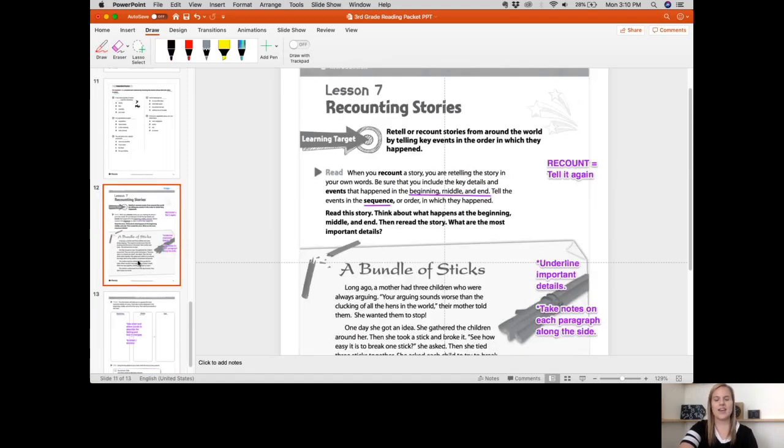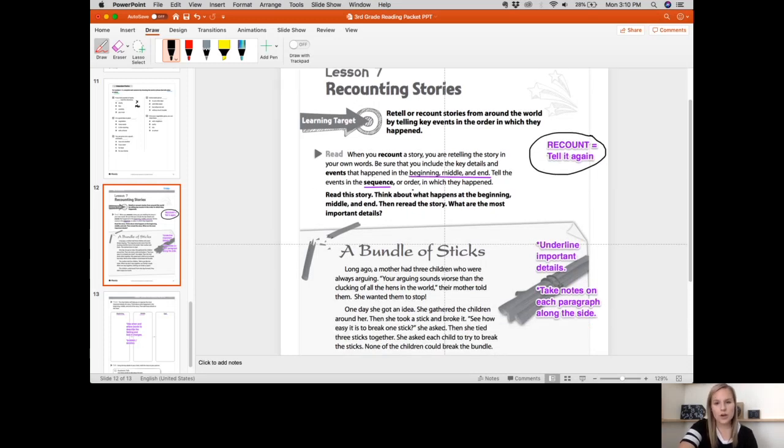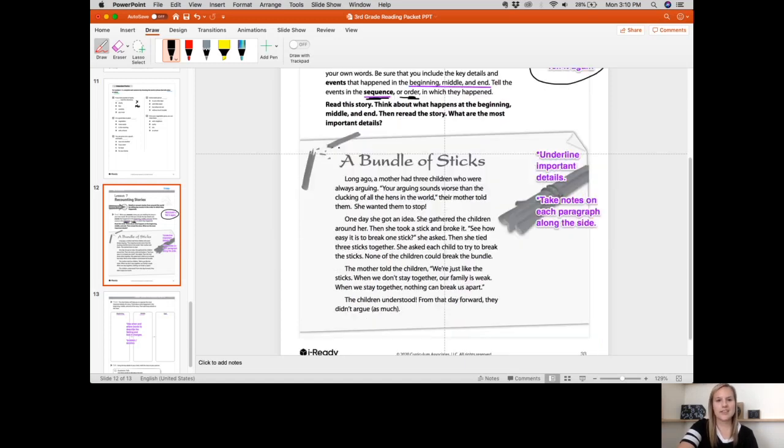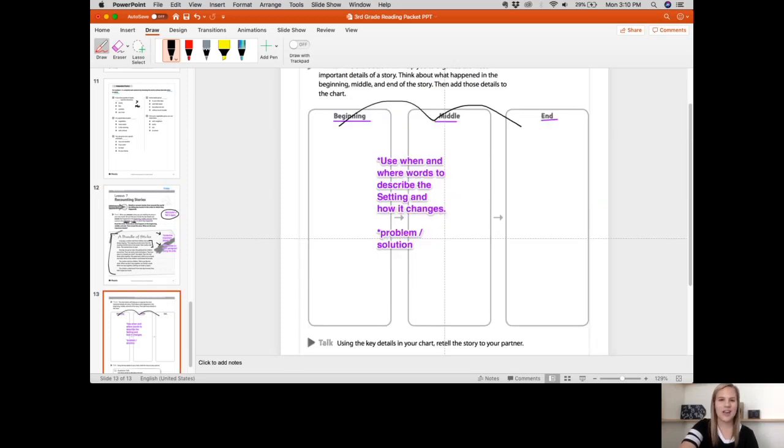And then on Friday, you're going to practice recounting stories. Recounting is the same thing as retelling. You tell it again. And you can do that with beginning, middle, and end. It tells the order of the story or the sequence. So you're going to read a text, and what do we do when we read a text? Underline important details and take notes under each paragraph or to the side of each paragraph. That way we can understand it better. And then here is our provided chart. Beginning, middle, and end. Just retell that story.